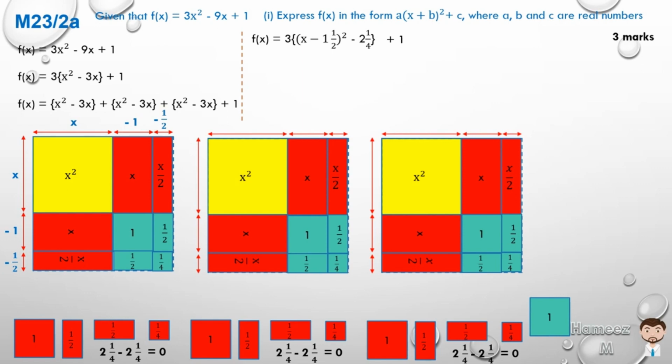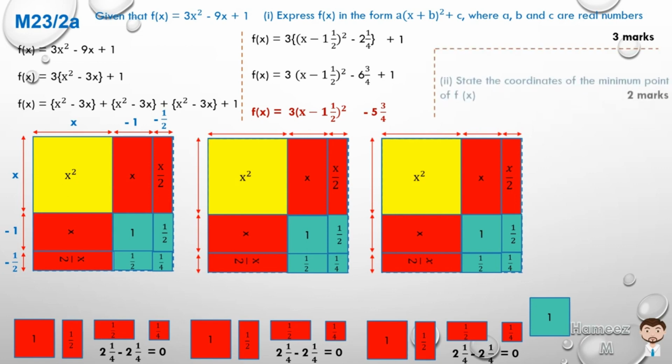And now we can bring the 3 inside the curly brackets. So it'll give us 3 by x minus 1 1/2 squared minus 6 3/4. 3 2s are 6. 3 times 1/4 is 3/4 plus 1. So we can simplify f of x is equal to 3 by x minus 1 1/2 squared minus 5 3/4. So we found A, B, and C. A is 3, B is minus 1 1/2, and C is minus 5 3/4.